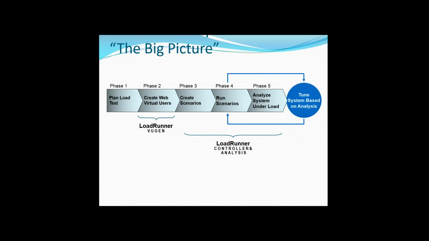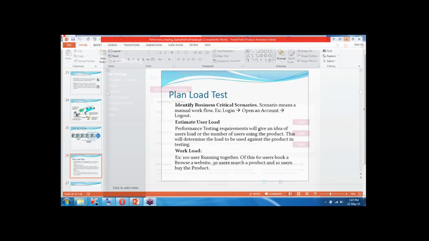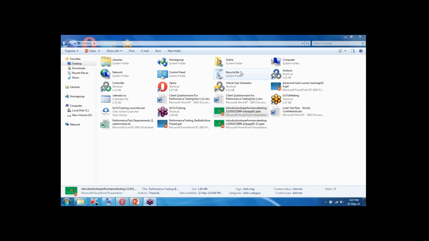In phase one, planning a load test, we get non-functional requirement gathering in the form of an SLA. There are situations where the customer is not aware of performance testing or doesn't know anything about it. At that point, it is the job of the performance testing engineer to gather all the requirements from the customer. We have two different documents: one is non-functional requirement gathering, and one is the client questionnaire, where we ask all the details from the customer.